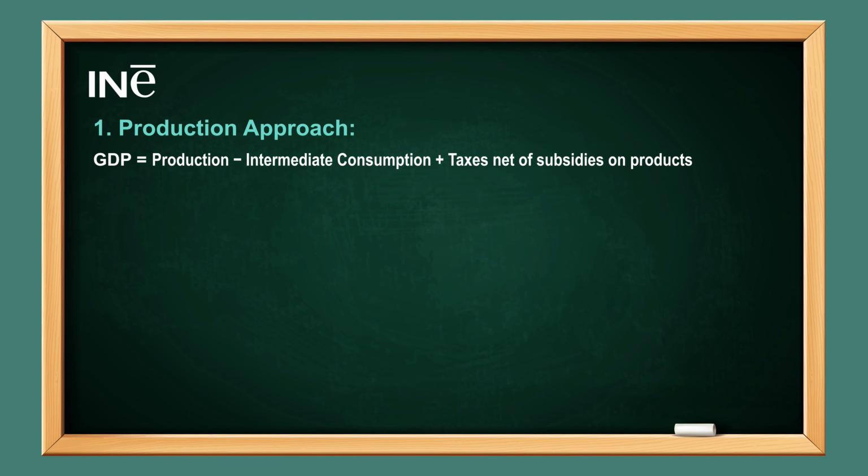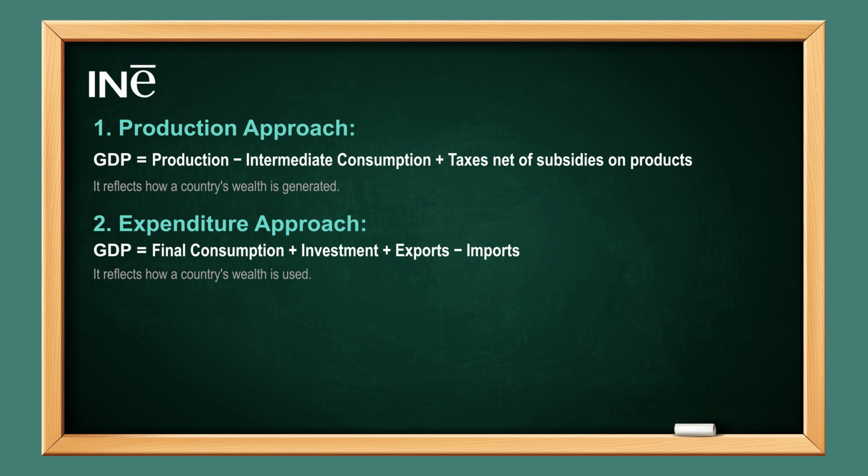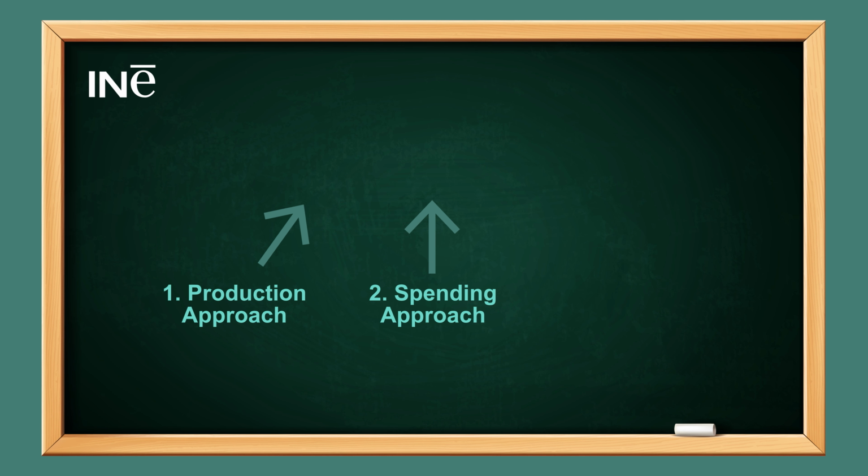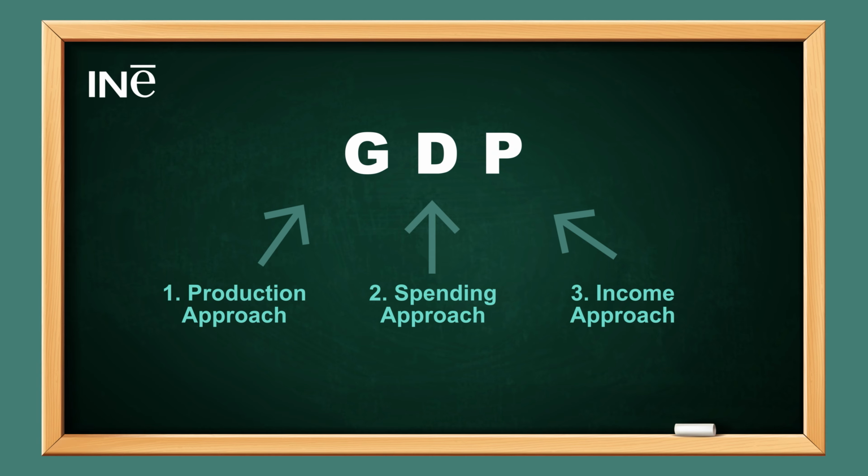To ensure accuracy, the INE calculates GDP from three main perspectives: the production approach, which reflects how a country's wealth is generated; the expenditure approach, which reflects how a country's wealth is used; the income approach, which reflects how a country's wealth is distributed among the various economic actors. They are like three different paths leading to the same destination.